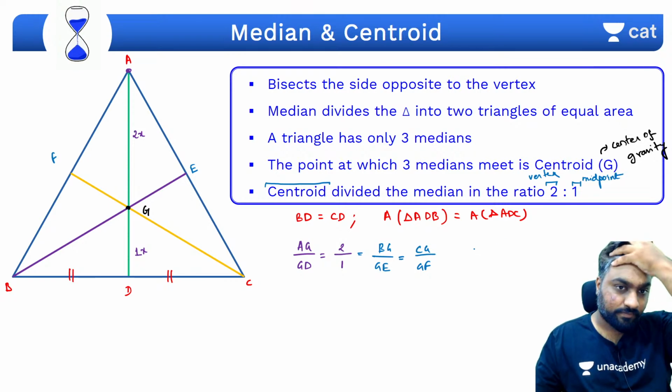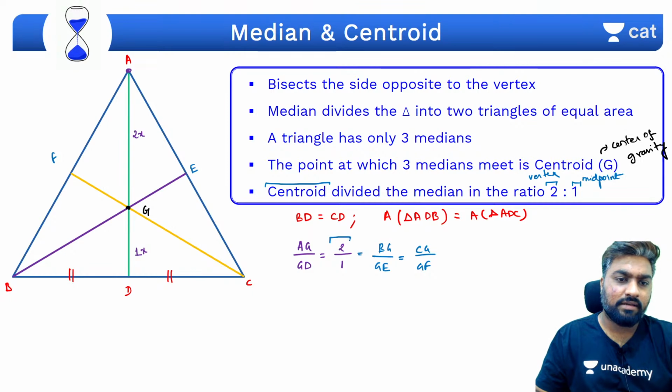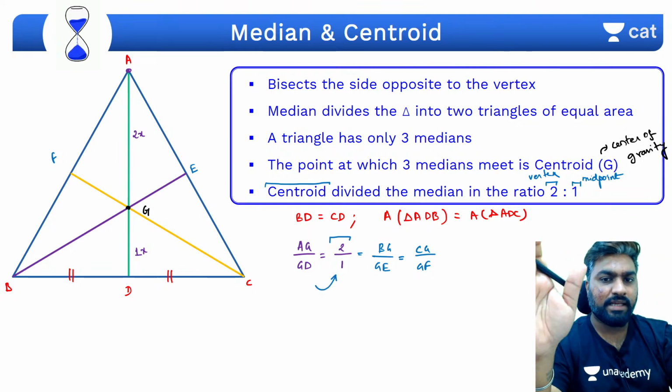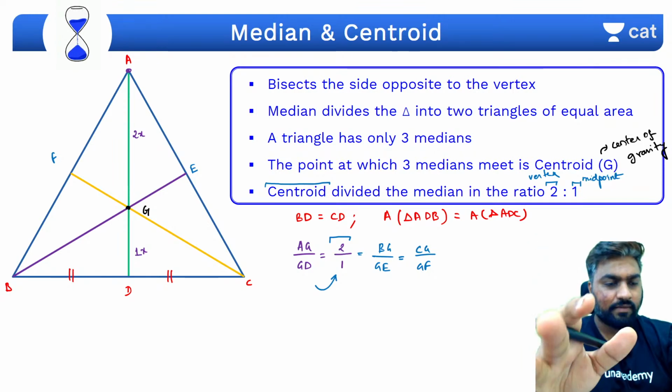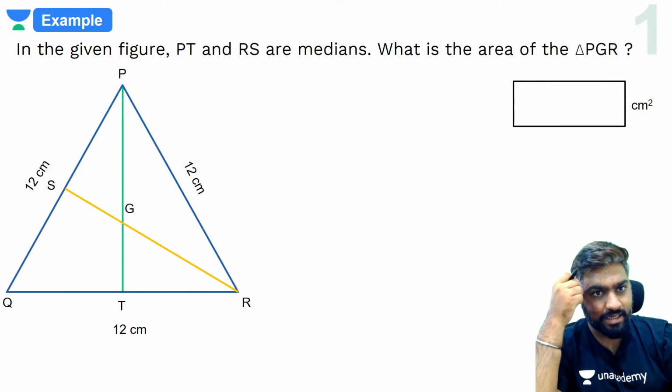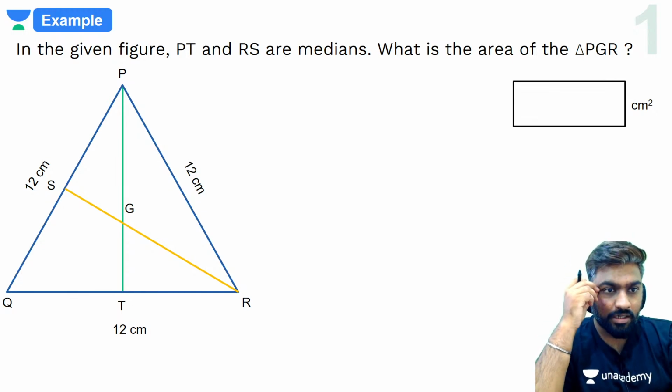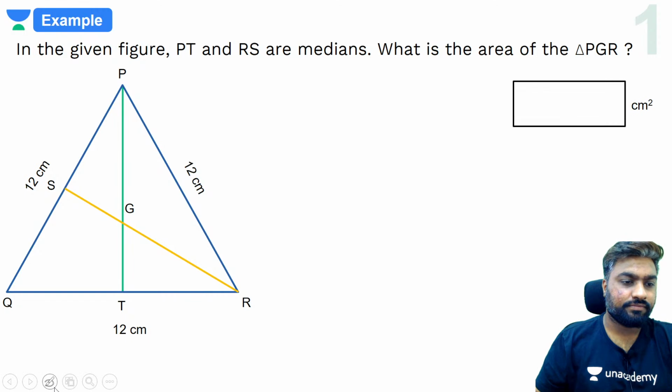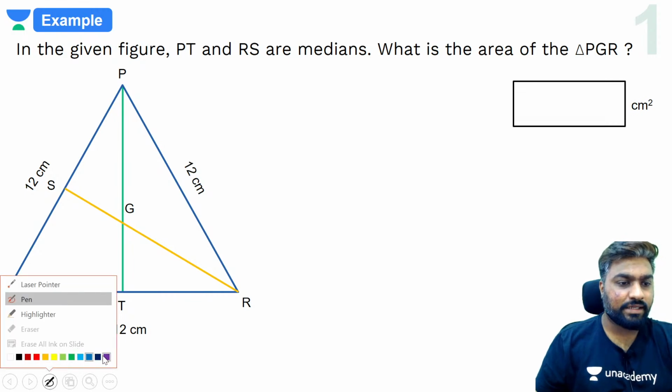Got it? Yes, so this angle part, this ratio part will be very vital. So I hope you've understood things about median and centroid. Yes, let's quickly take an example. Here, try this question out. Let's see if you can quickly try this question out.